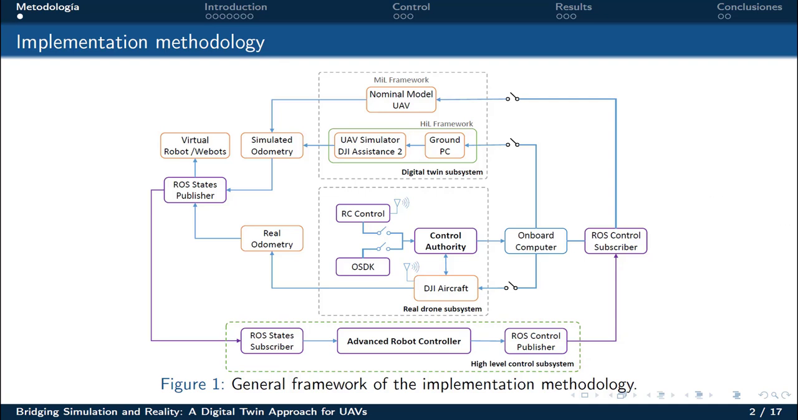Here, the control authority manages whether the commands come from manual control or the DJI SDK, OSDK, for automated control, enabling smooth transitions during testing. An onboard computer processes and executes the commands in real time.